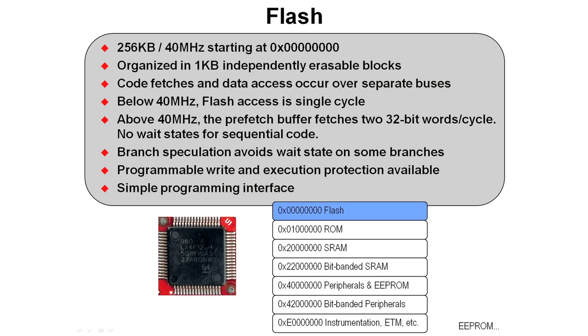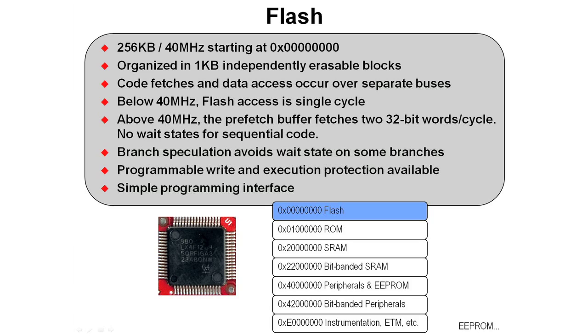Below 40 megahertz, that flash access is single cycle. Above 40 megahertz, there's a prefetch buffer that fetches 2 32-bit words per cycle. Remember that we're running Thumb-2 instruction code, which can be either 16 or 32 bits. So at a minimum, we're able to grab 2 32-bit instructions per cycle, and that's at a minimum. So in straight line sequential code, there's no wait states involved. The only problem is going to be if you hit a branch.